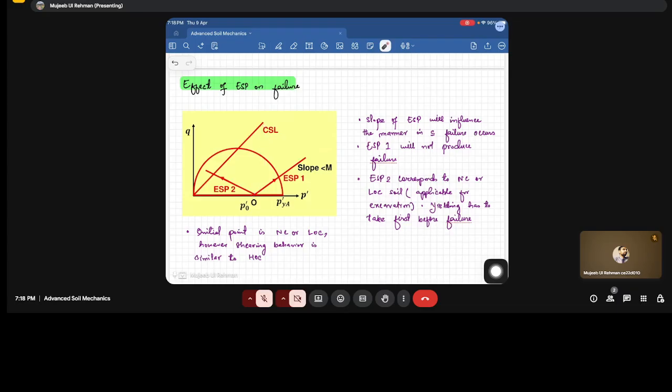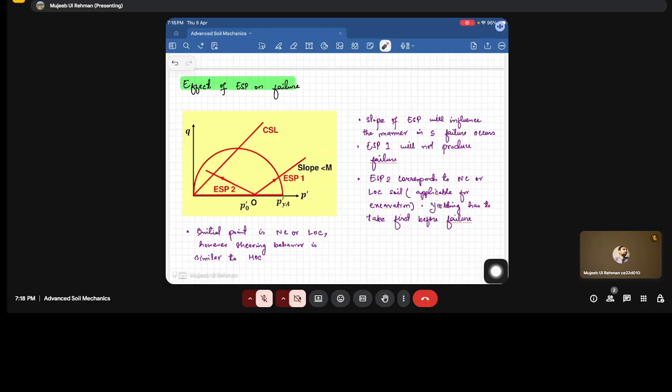Fine. Now, if we talk about ESP2, which has a slope, again, greater than the CSL. Fine. So ESP2 corresponds to NC or lightly overconsolidated soil. Fine, because this is a kind of unloading applicable for excavation. This is the unloading case.